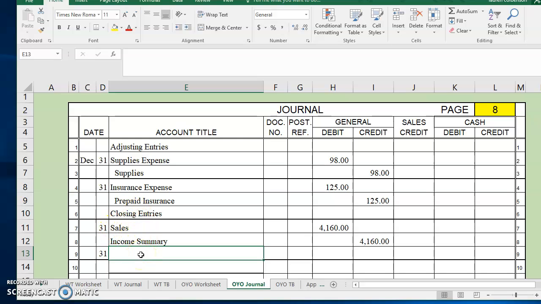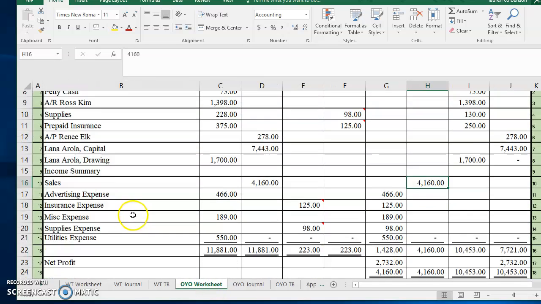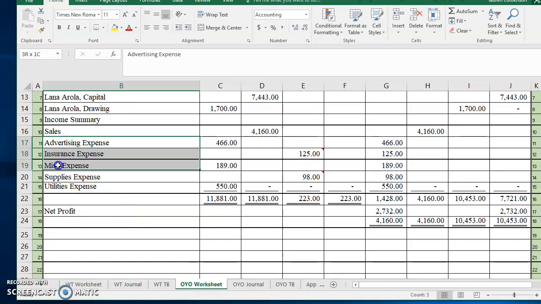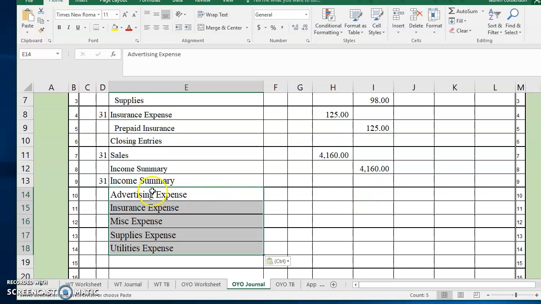The next account we want to close out are all of our expense accounts. Now our expense accounts have a normal debit balance. So to close them out, we have to credit them. And again, we're going to use this income summary account to close out our expenses. And I'm going to go over to my worksheet because there's a few. And I'm going to click and drag to highlight and paste. Come back here and I'm going to paste these accounts. So I'm copy and paste.